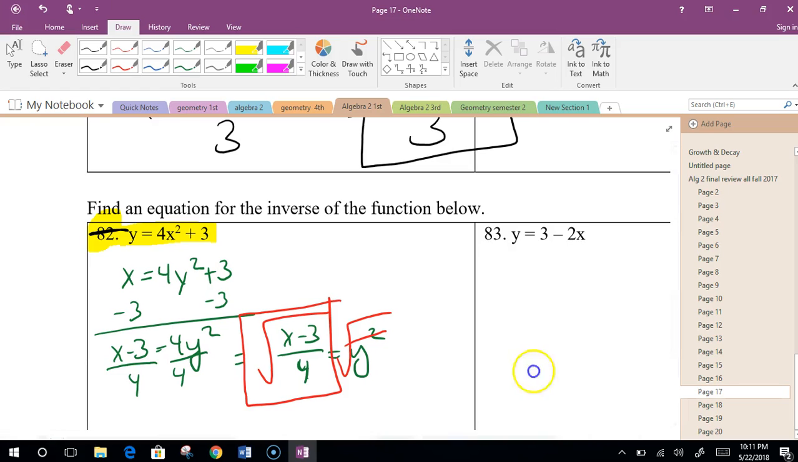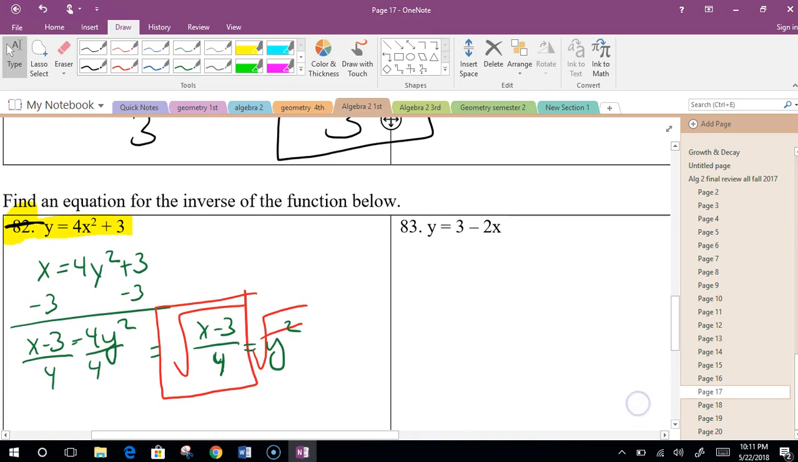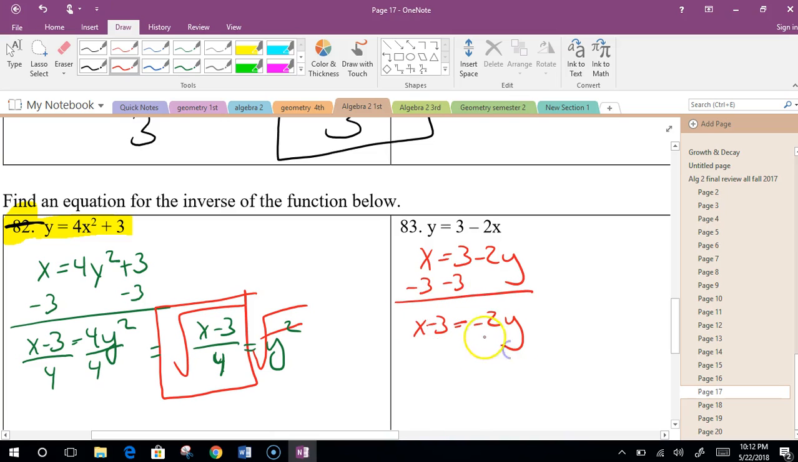For 81, again, you're switching x and y. So if you would have x equals 3 minus 2y, we would minus 3 on both sides. X minus 3 equals negative 2y. Divide by the negative 2, cancel that out, and that would be your inverse equation.